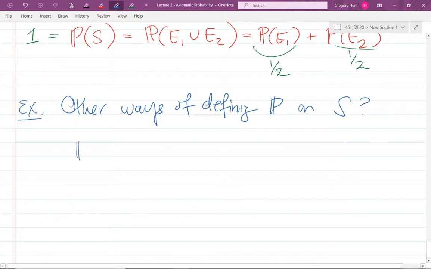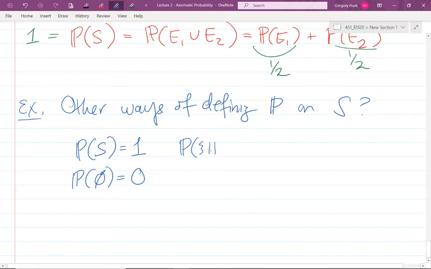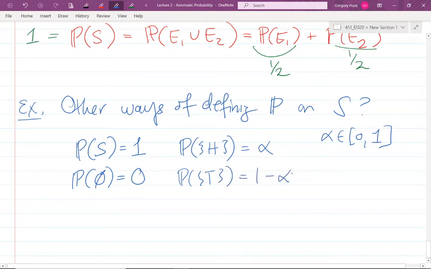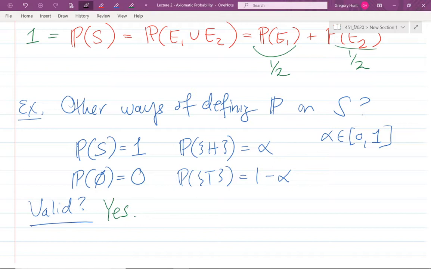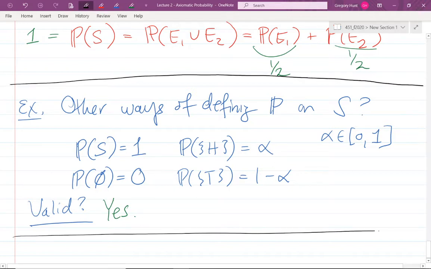So what if I were to say the probability of S is 1, the probability of the empty event, nothing happening, is 0, the probability of the event of getting a heads is some number alpha, where alpha is between 0 and 1, and the probability of tails is 1 minus alpha. Is this a valid probability function? I'm not going to do this. I'm going to tell you it is. I think your intuition is, yeah, this should be valid. And I'll let you think about why, it's a good exercise.